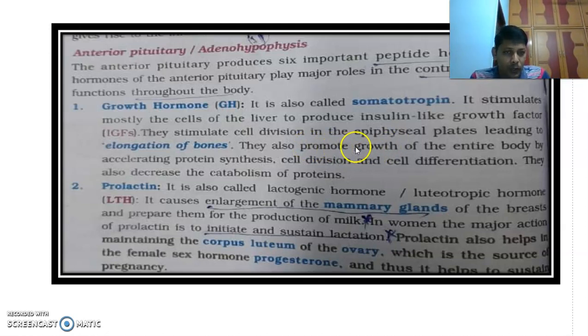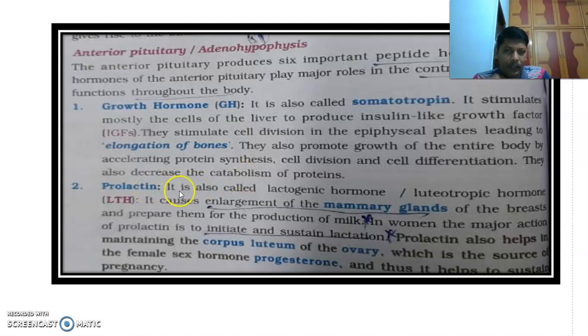They also promote growth of the entire body by accelerating protein synthesis, cell division, and cell differentiation. They also decrease the catabolism of proteins, very important. So it promotes protein synthesis and decreases catabolism, the breakdown of proteins.